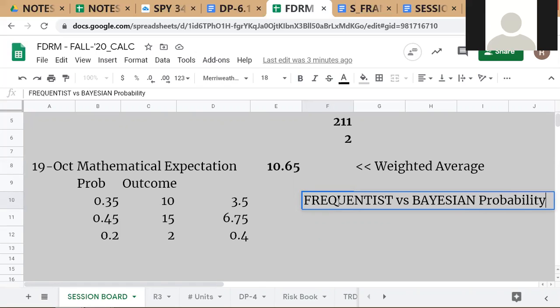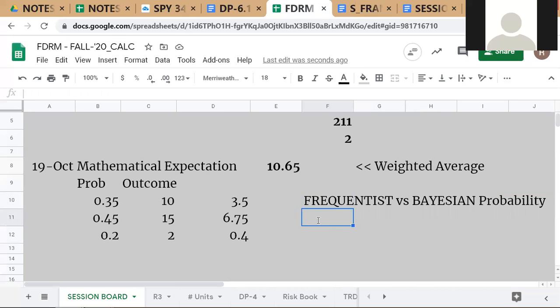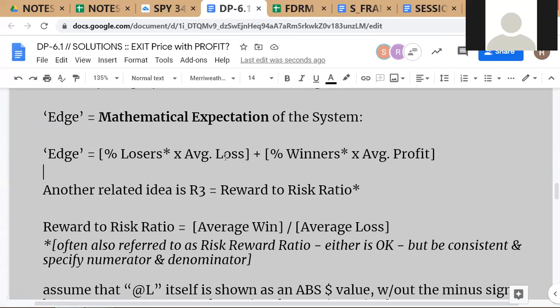A frequentist approach is a more static approach, which looks at historical frequencies. A Bayesian probability is more dynamic and it looks at conditional probabilities and all that. So here we are using a frequentist vision of probability, where percentage losers times average loss plus percentage winners times average profit is the expectation of the system. Percentage losers is like the probability of a loss. The historical frequency gives us the probability of a loss, and here the historical frequency of winners, percentage winners, is just 1 minus that. So this is how we get the mathematical expectation of the edge of the system.